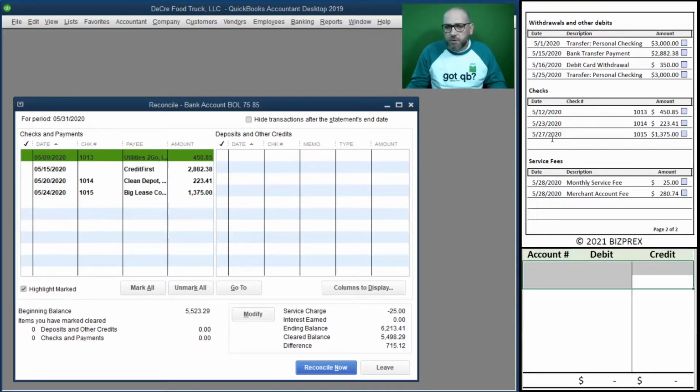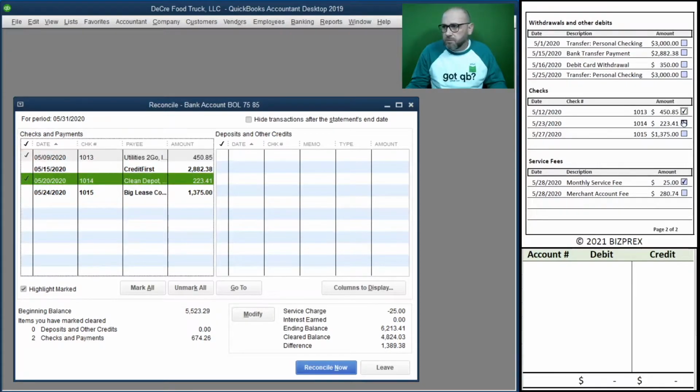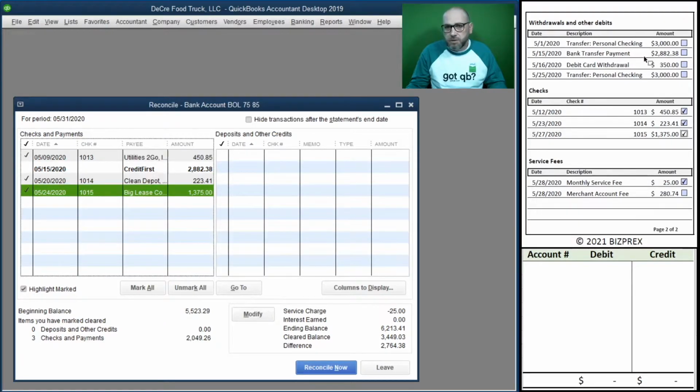So we have some of our transactions booked. We have our $25 right here, so we're going to click that. All right, what else do we have? We have our checks. They're posted right here. We have those. Okay, and we have our credit card statement. So we can click those off.